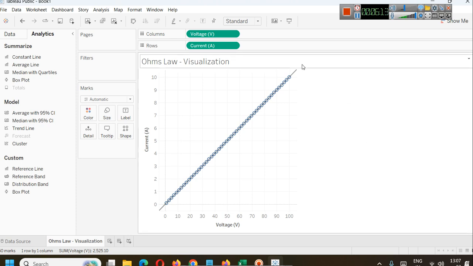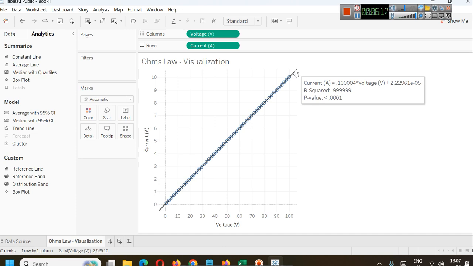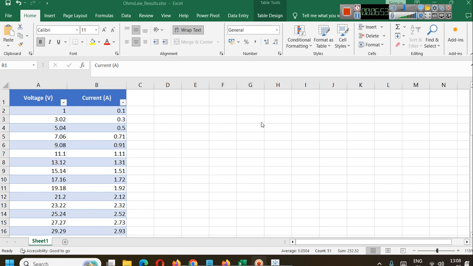If you take your mouse over it, you will find the equation of this line. It says current is equal to 0.100004 times voltage plus 2.2 times 10 to the power minus 5. So it is giving us the equation of the line, and it is giving us an R squared value of 0.99, so the accuracy is also pretty high. The value that you are seeing is actually I is equal to V by R, and for this experiment the constant resistance that we took was 10 ohms.